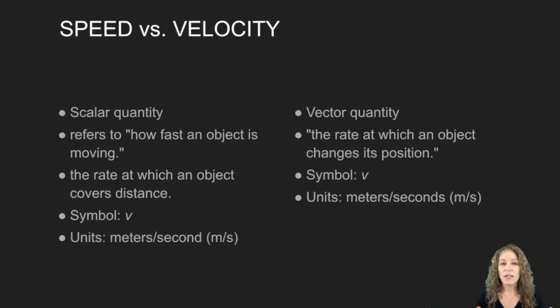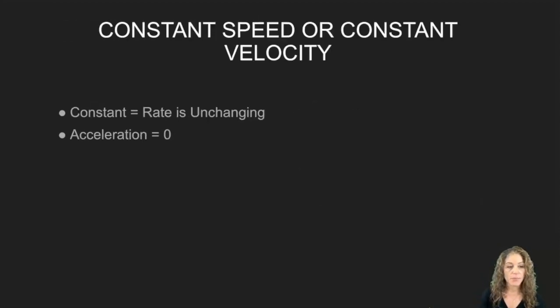Let's contrast speed and velocity. We tend to use these terms interchangeably. They're very similar, but there's one big difference between them. Speed depends on distance, velocity depends on displacement. That makes speed a scalar quantity and velocity a vector quantity. Speed is how fast you cover a distance, whereas velocity is how fast you change your position. Symbols are the same and the units are the same.